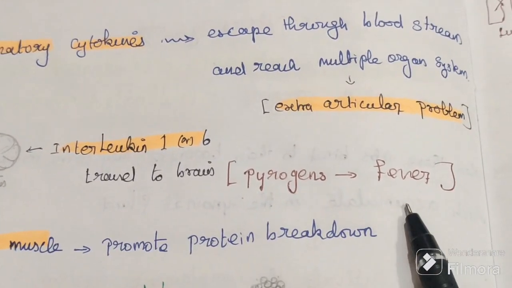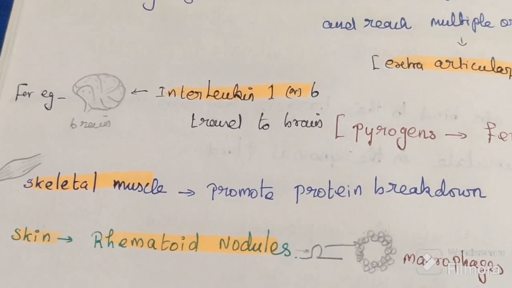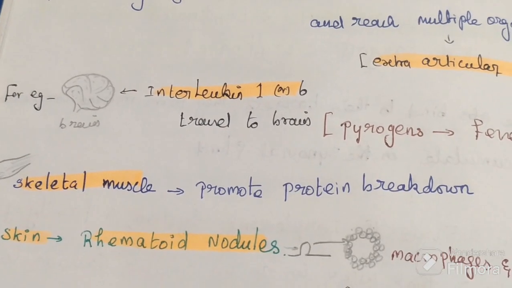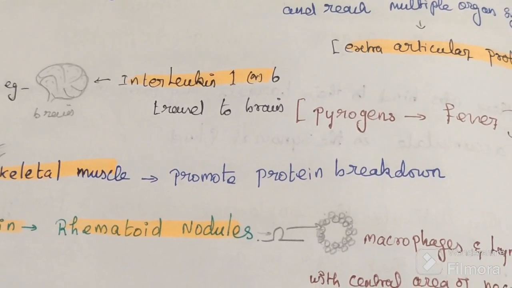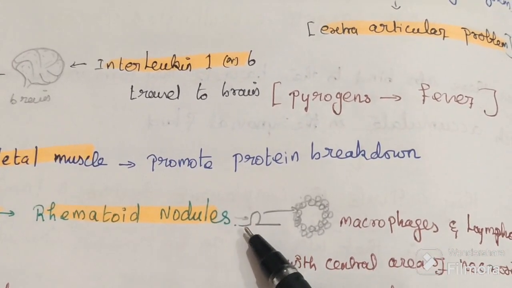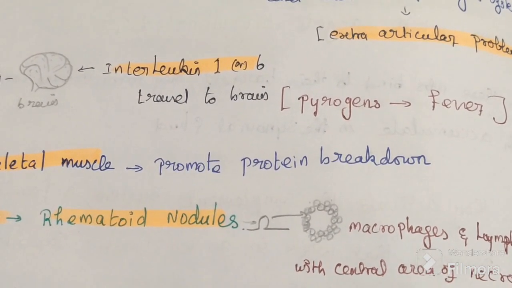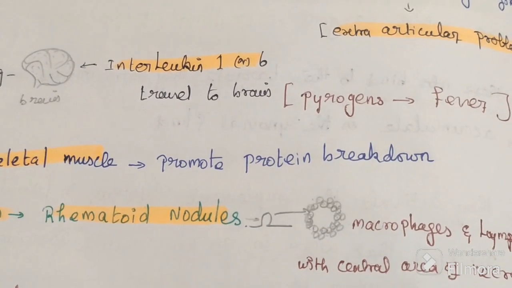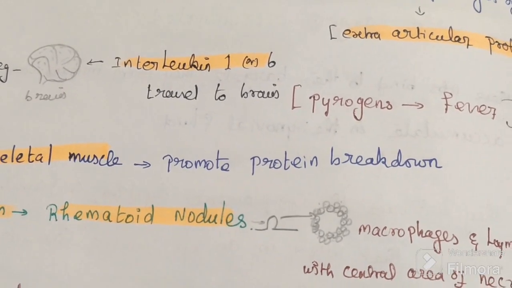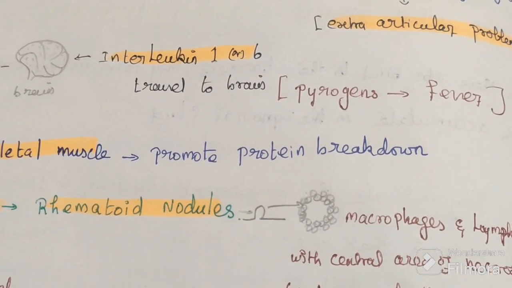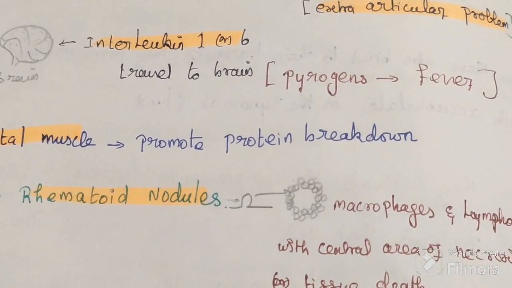In skeletal muscles, they promote protein breakdown, and in the skin as well as many visceral organs, they lead to the formation of rheumatoid nodules. These are nodules on the surface of the body, which are round collections of macrophages and lymphocytes with a central area of necrosis, or tissue death.